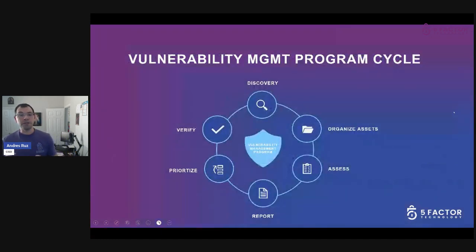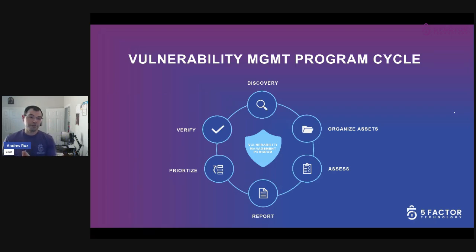Now, this is the complete life cycle. It starts with the discovery process, where you find your assets, find what is in your network, and find the software that is deployed in some of those assets. You can organize by type, for example, your network devices, your servers, your computers, and then you can do the assessment based on those devices.